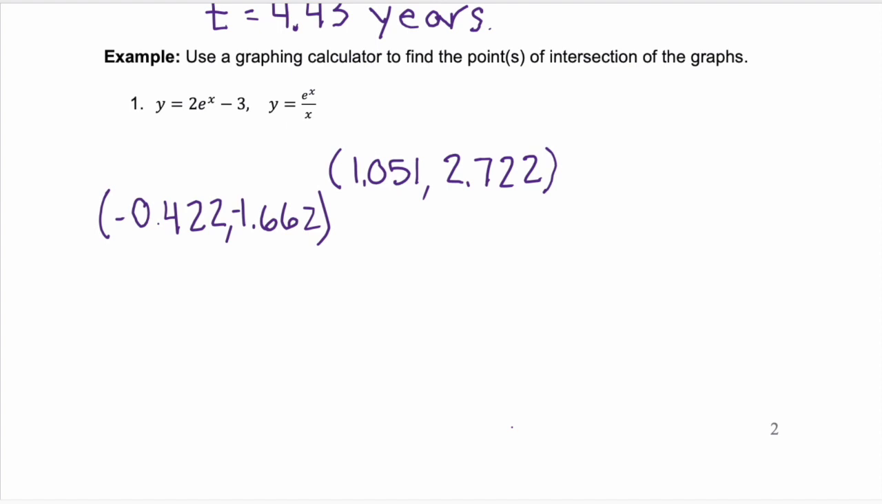So there you were able to use your graphing calculator in order to find the intersection of graphs.